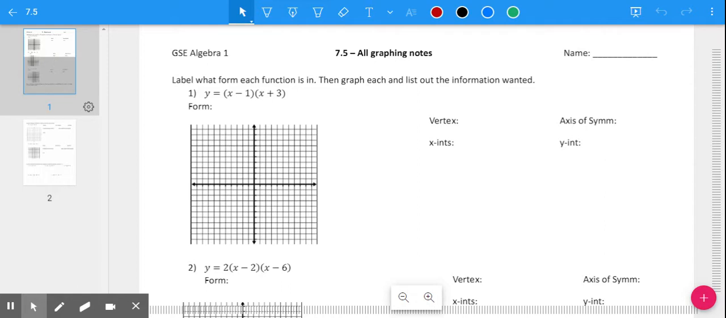Okay, so today we're going to be doing 7.5. This kind of takes everything we've done up to this point and puts it together and makes us graph it. So the first one is in intercept form.